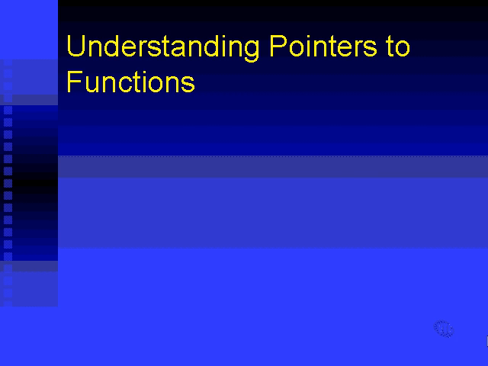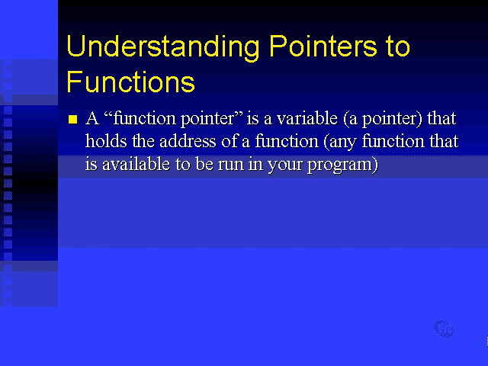So let's see if we can understand what a function pointer actually is. A function pointer is simply a variable, well, it's a pointer variable, that holds the address of a function. Not the address of another pointer or the address of a variable or the address of a piece of memory. It's the address of a piece of code that you've written.